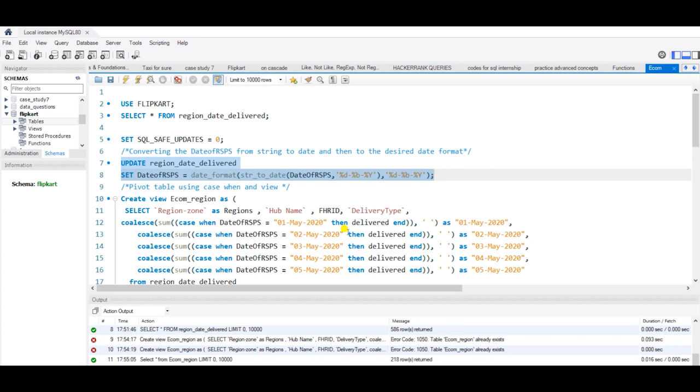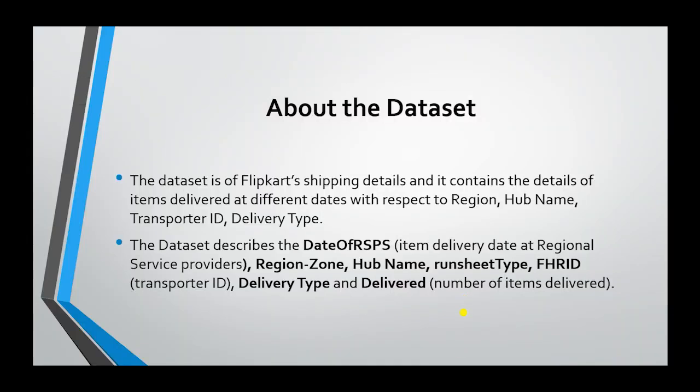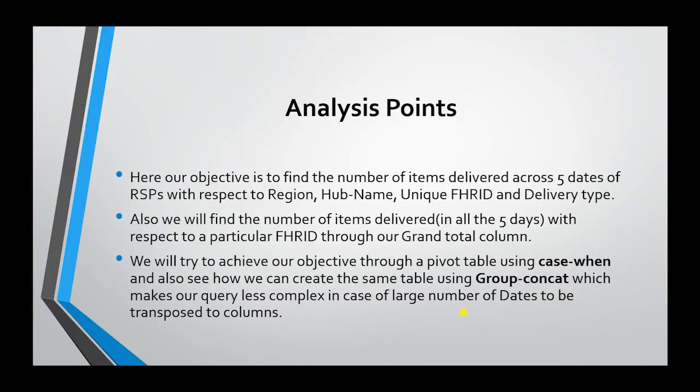Now first, here we will see how we can create the same output table using CASE WHEN. And our analysis point here will be to check how we can achieve the same pivot table using CASE WHEN and GROUP_CONCAT. Basically GROUP_CONCAT makes our query less complex in case of a large number of dates to be transposed to columns.